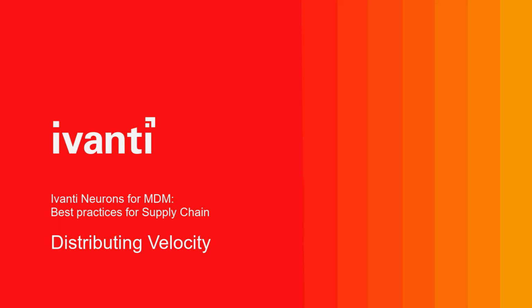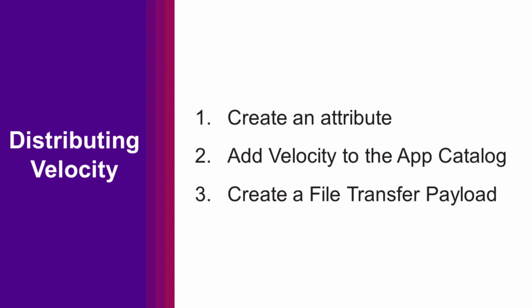In this video, we're going to use Ivanti Neurons for MDM to distribute the Velocity app and its configuration files to Android devices. Before we start, I'll just say that there is more than one way to do several of the things we'll share today, but we're going to go over the general best practices.